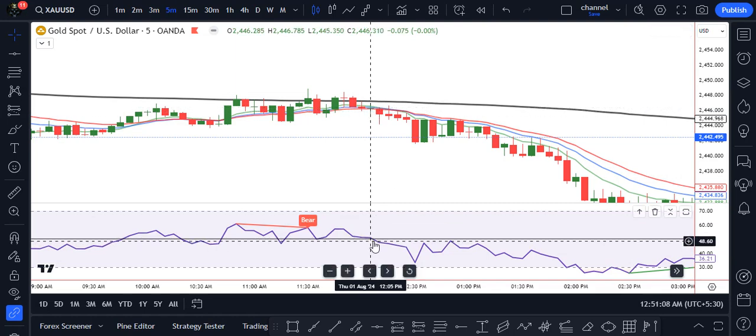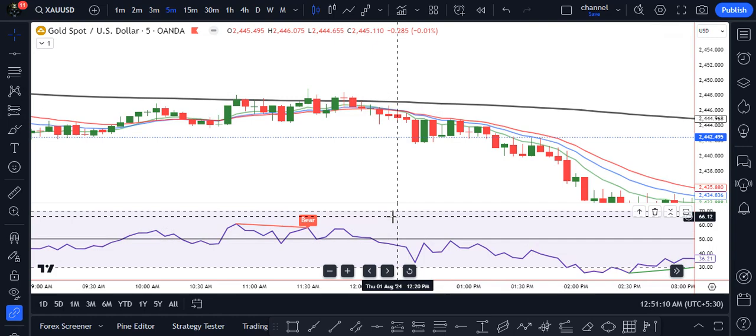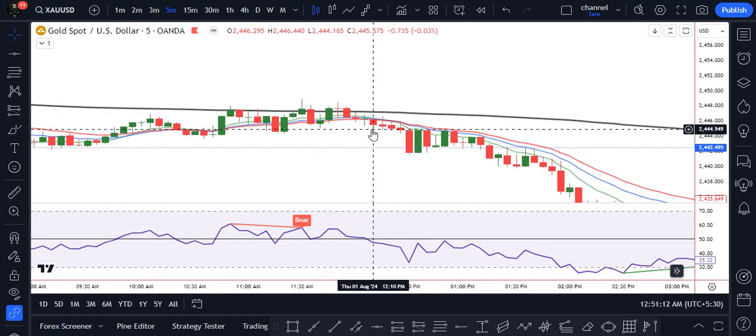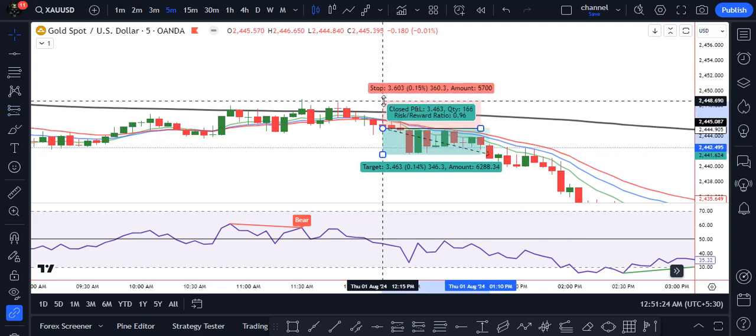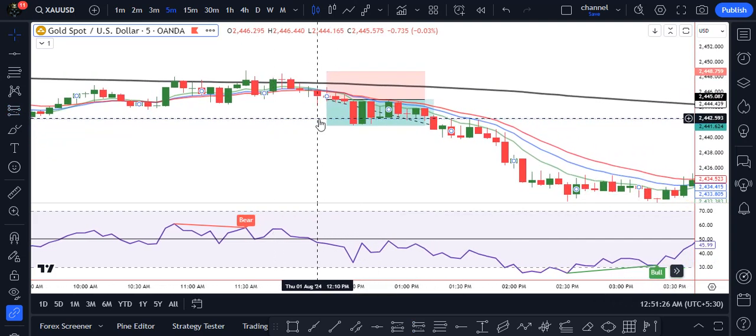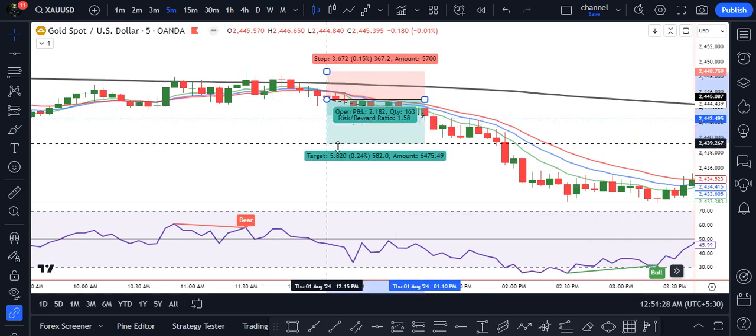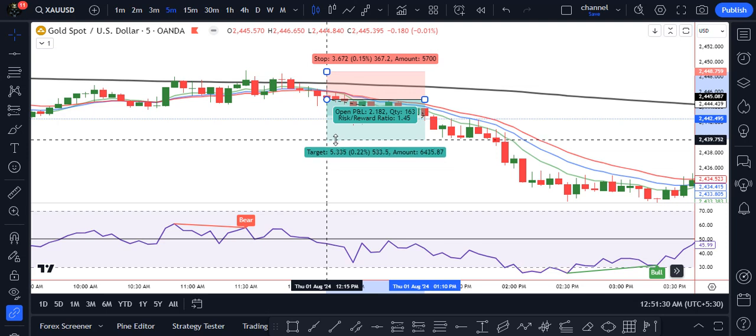The RSI has shown a 50 crossing over, and it is below the VWAP line. And you can see that there is a candle which is crossing the 21 period moving average, which is in red. So we'll take our entry over here, and our stop loss will be at the previous swing high, and we'll target 1 is to 1.5.